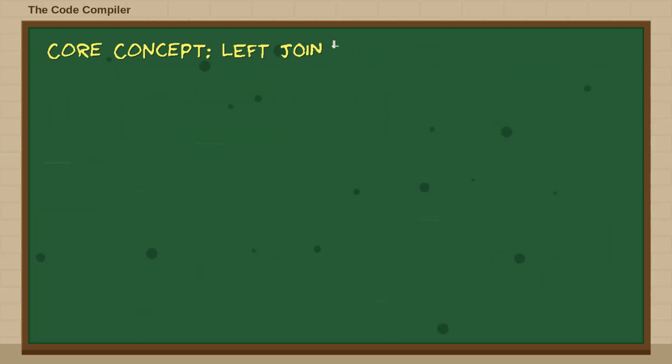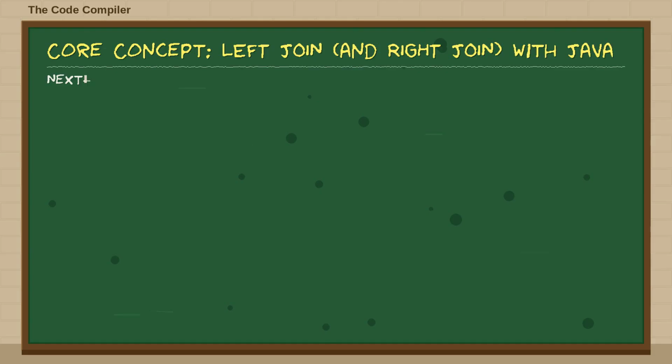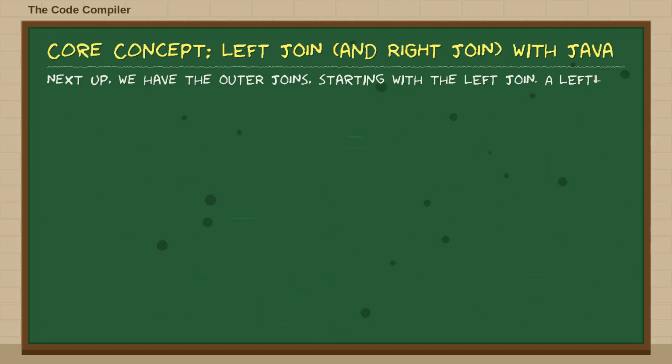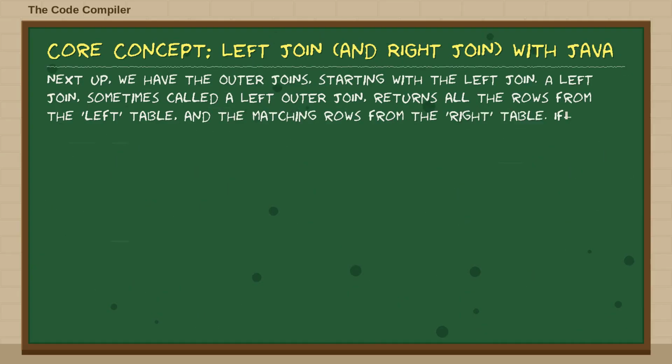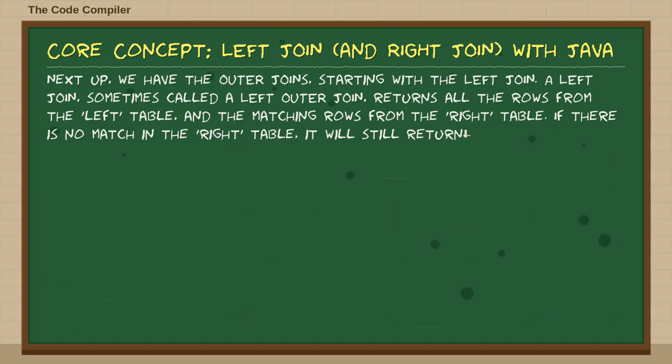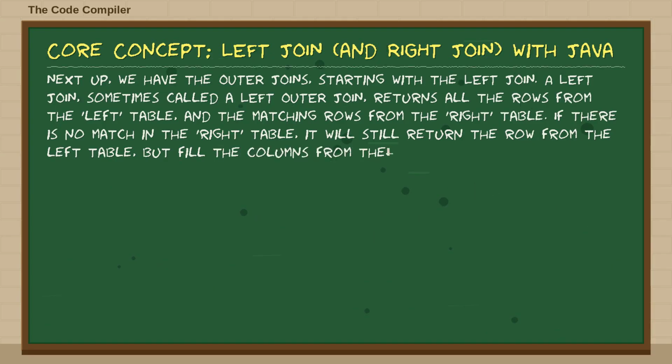Next up, we have the outer joins, starting with the left join. A left join, sometimes called a left outer join, returns all the rows from the left table and the matching rows from the right table. If there is no match in the right table, it will still return the row from the left table, but fill the columns from the right table with null values.